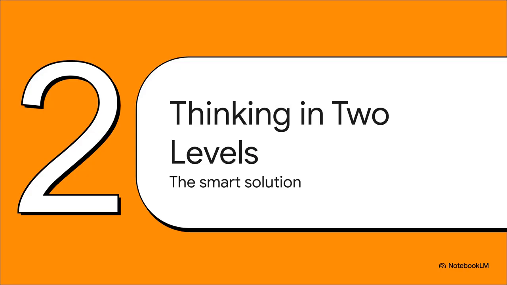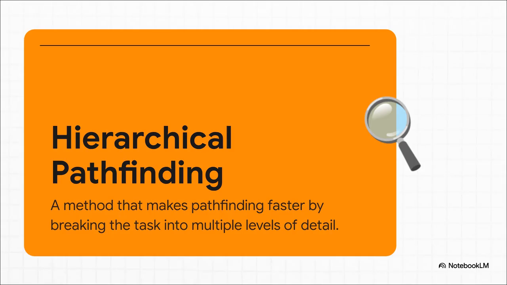Well, the answer is actually super elegant and really efficient. It's all about learning to think on two different levels. And that right there is the heart of hierarchical pathfinding. Okay, pencils ready? This is the formal, textbook definition you'll probably want to have in your back pocket for the exam. Hierarchical pathfinding is a method that speeds up pathfinding by, you guessed it, breaking the task into multiple levels of detail. It's really designed for these huge, complex environments.